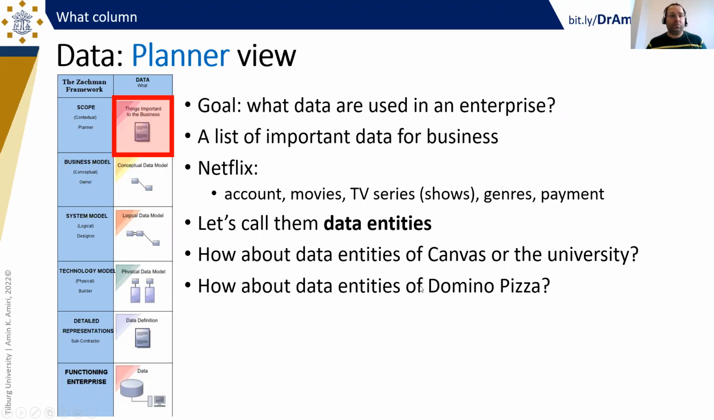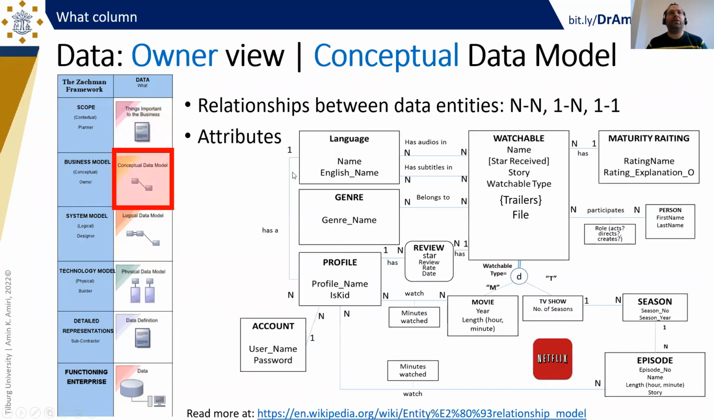And how about Domino's Pizza? What are the important data entities for Domino's Pizza? Customer, good one. Sales, orders, great. Exactly. So these are the important data entities for Domino's Pizza. Let's go to the next stakeholder.